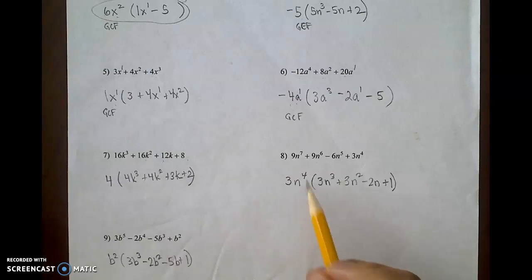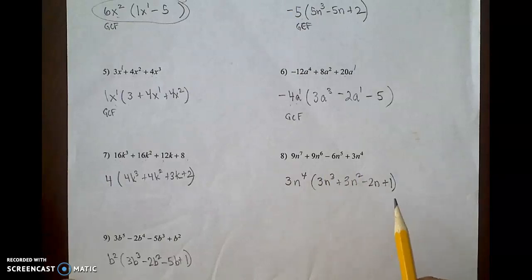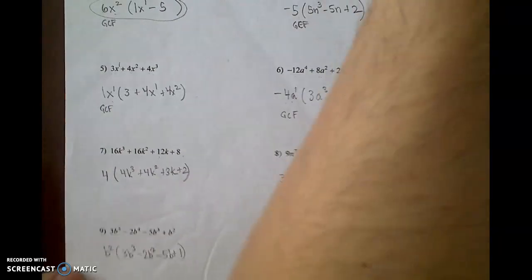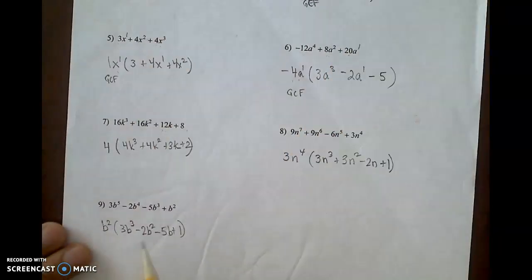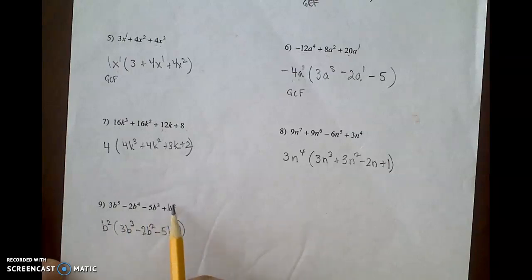Alright, so when you divide each of these terms by the GCF of 3n to the fourth, you're left with 3n cubed plus 3n squared minus 2n plus 1. And for number 9, GCF here is b squared. Alright, because you're looking at 3, the 2, the 5, and the 1. There is not a number that can be divided into all of those. But they do all have the variable b, so we're going to have b as part of our GCF. And because 2 is our smallest exponent of those, we're going to put 2 as part of our GCF.